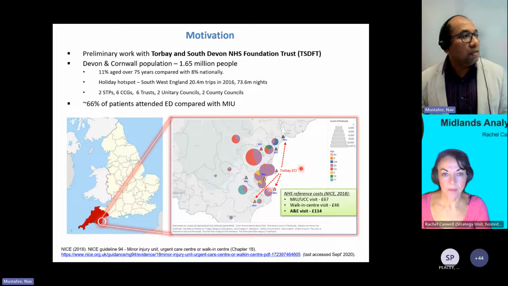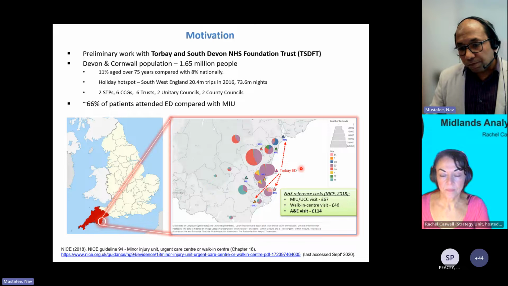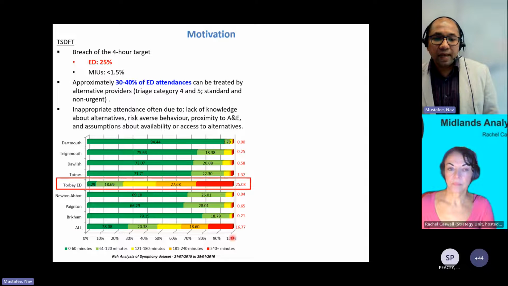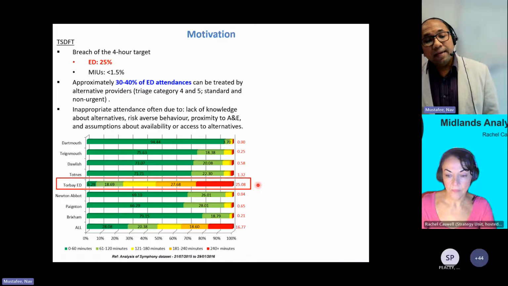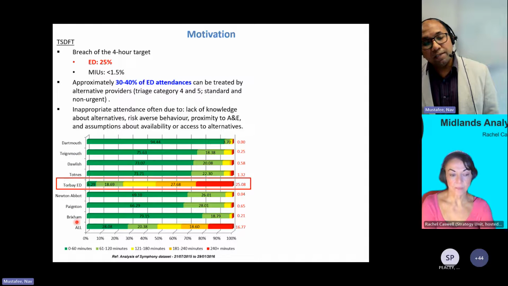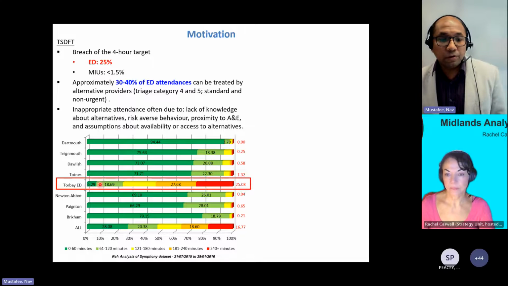How good is their performance in terms of the 4-hour waiting time measure? So we looked at that. This is again for Torbay and South Devon, and this is old data that we analyzed. As I said, it's quite an old project, and at that time they had about 7 MIUs: Dartmouth, Teignmouth, Dawlish, Totnes, Paignton, Brixham. Currently, many of them have closed. In Devon, we now only have 3 MIUs and one, Torbay ED.